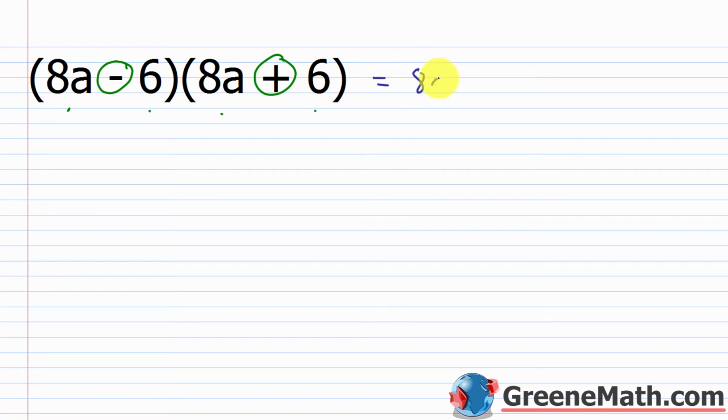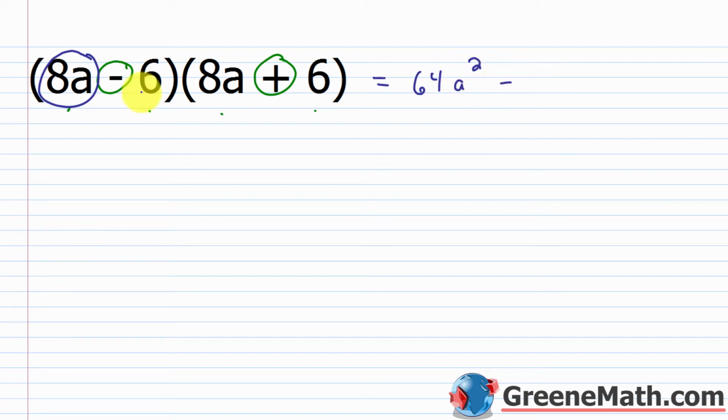So 8a squared. Okay, you've got to be careful that you're squaring this whole term here. I can't just do 8a squared like that. I see that all the time. That's not going to work. I've got to square that whole term. So I would square 8. 8 squared is 64. I would square a. That's just a squared.